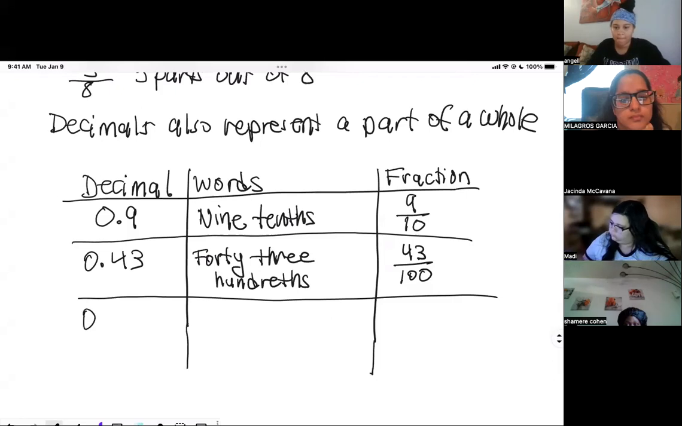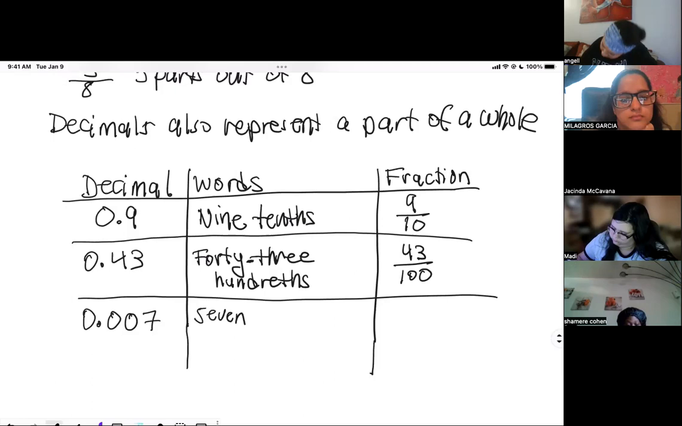I look at 0.007. Oh, by the way, 43 should have a dash. Go back, put a dash, 40-3. Okay, 7.